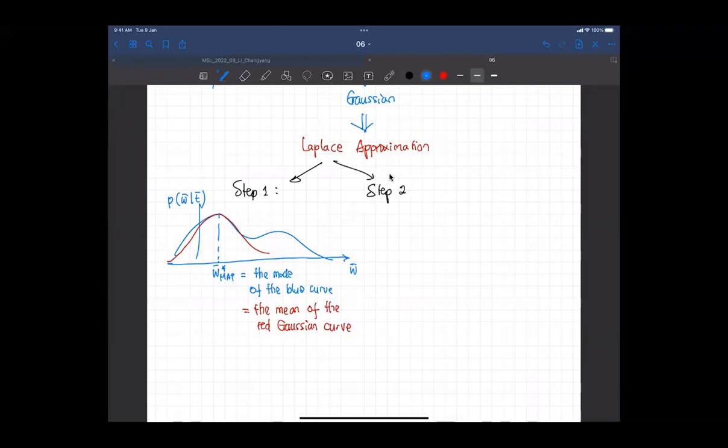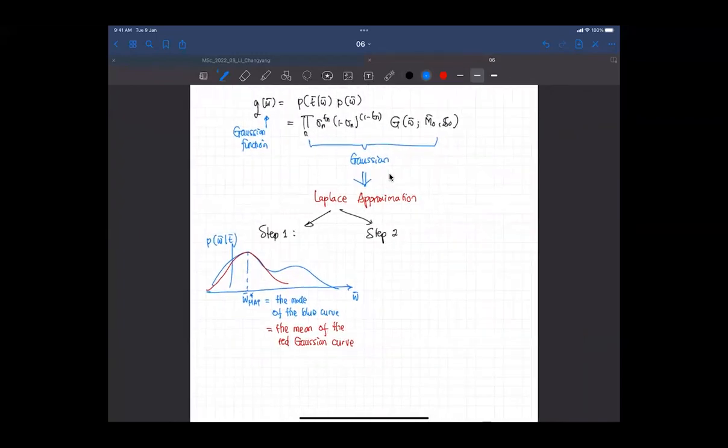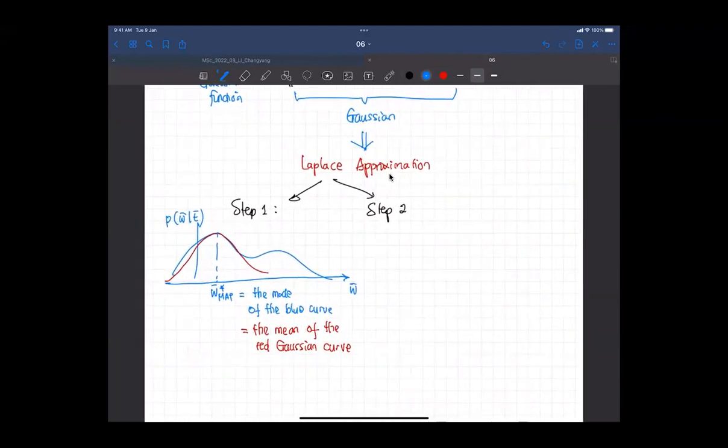Any questions so far here for step 1? The blue curve is the result of multiplying the likelihood and the prior. Exactly, yes. Any other questions? Again, the blue curve is the multiplication of the Gaussian prior and the likelihood. The first step here, the goal is to find the mean of the Gaussian curve.